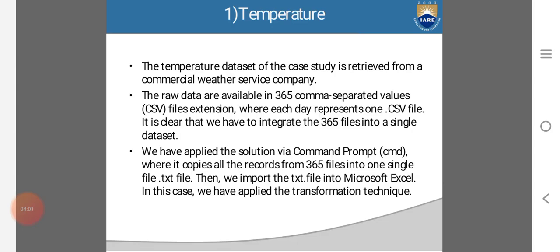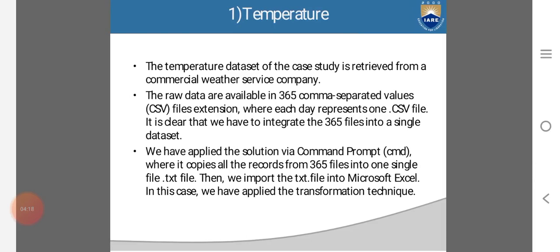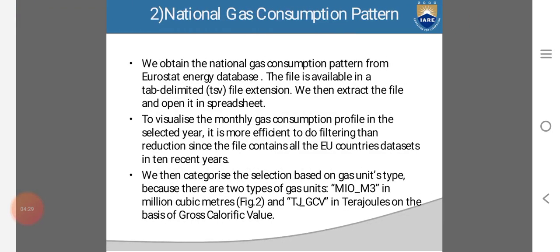The raw data are available in 365 comma separated values files, where each day represents one CSV file. It is clear that we have to integrate the 365 files into a single data set. We applied the solution via command prompt, where it copies all the records from the files into a single .txt file. Then we import the txt file into Microsoft Excel. In this case, we applied the transformation technique. Second one, natural gas consumption pattern.